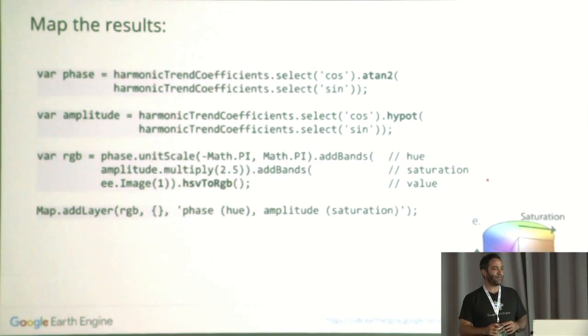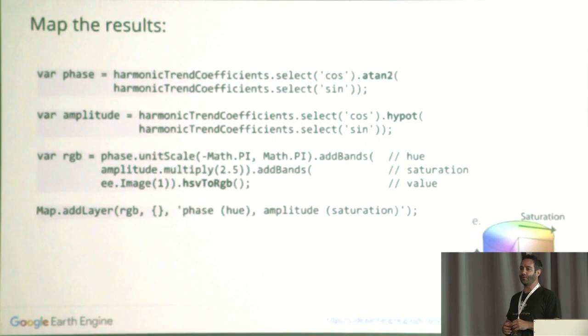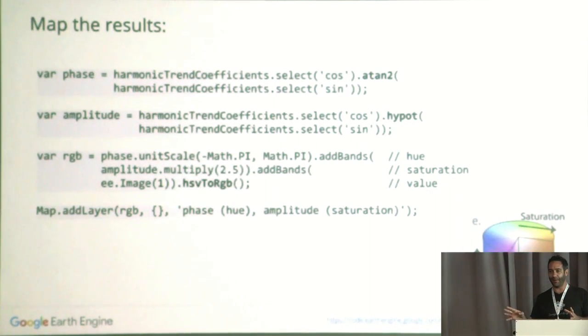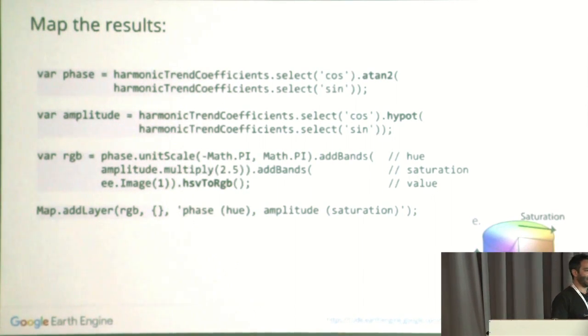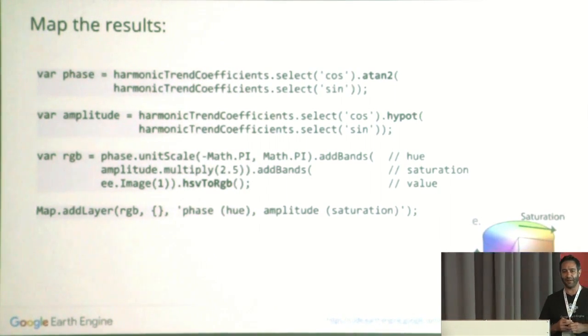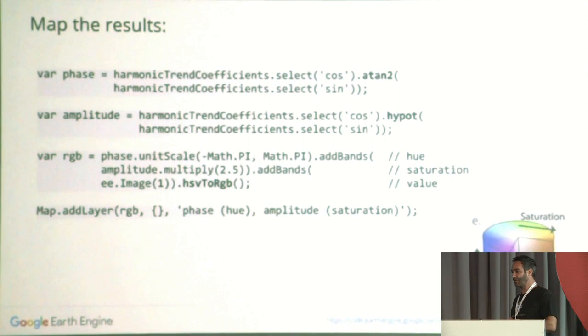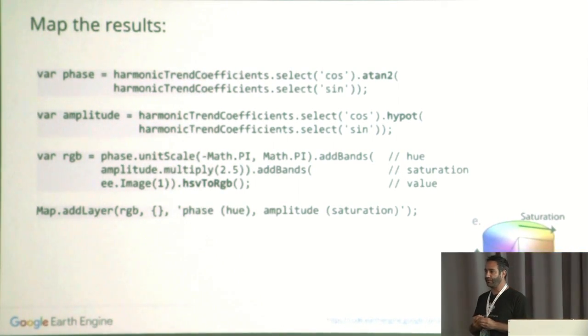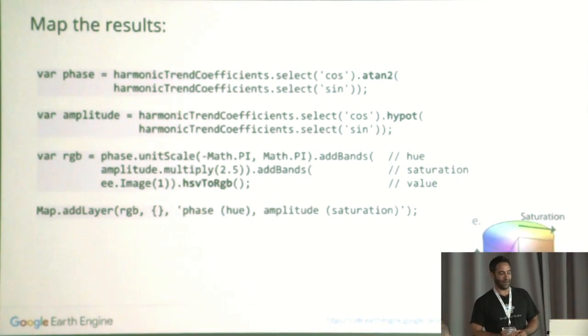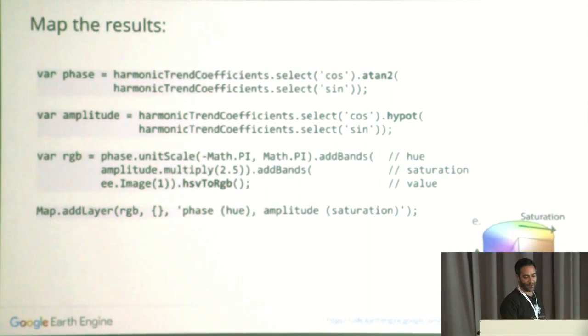Like I say, we have this vector spinning around the unit circle. It's got a length and it's got an angle. And when you have circular data like this, it's often convenient to make use of the Hue Saturation Value model in order to visualize this kind of circular data. And here's how that works.